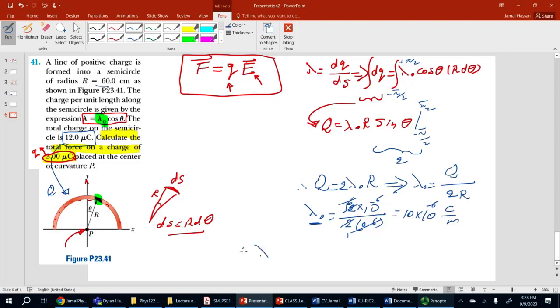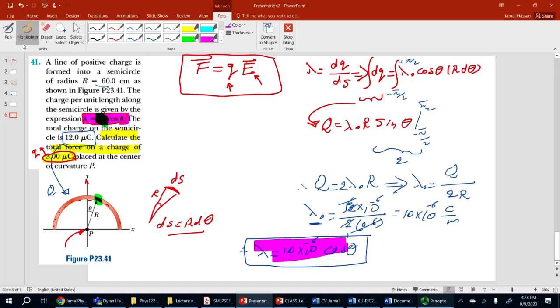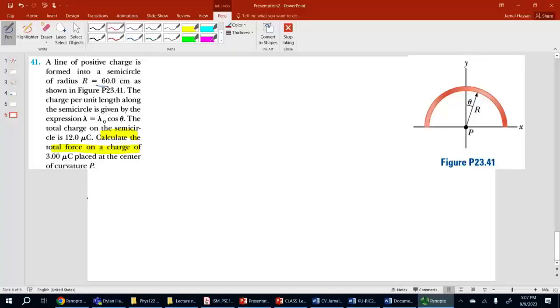So we know that lambda is equal to lambda naught, which is this number, times cosine theta. This is the expression for the charge density. Now it's time to move on and find the electric field at point P from the semicircle. So this is our second step.